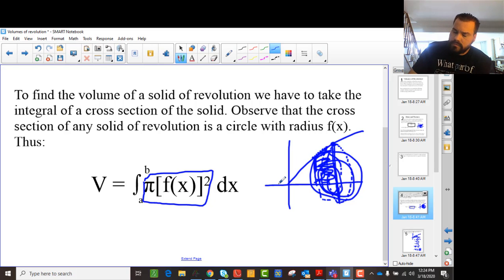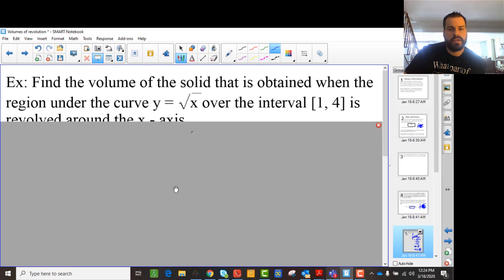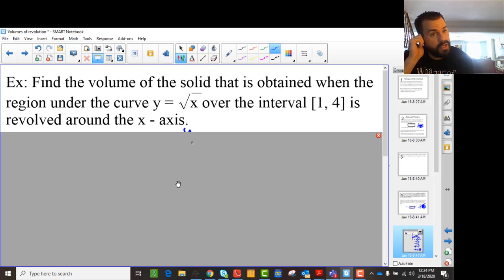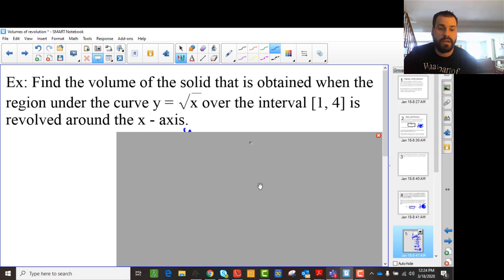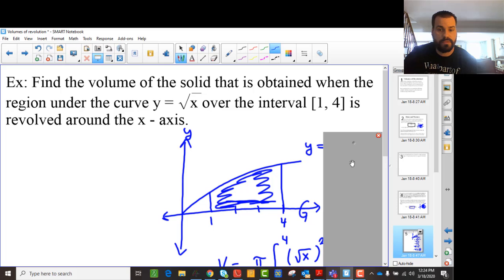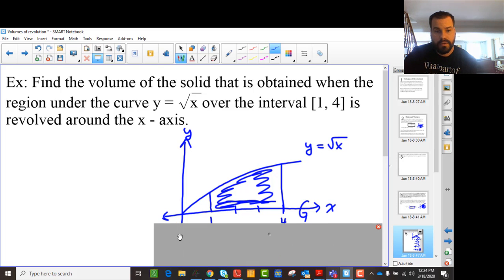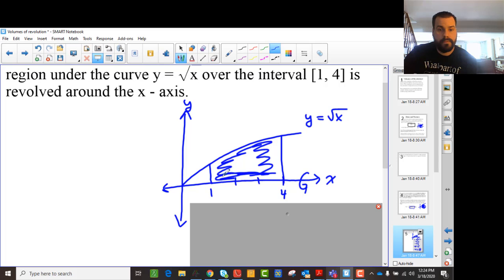Now you might be saying, okay, I think I understand what you're saying, but how do I find all of this, and what do you mean? So let's do an example, and I think it'll become relatively clear. Find the volume of the solid that's obtained when the region under the curve y equals root x over the interval from 1 to 4 is revolved around the x-axis. So I start by asking, what does y equals root x look like? This is what it looks like. And we know at 1 it's 1, and at 4 it's 2. So here's my region that I'm going to rotate around the x-axis.